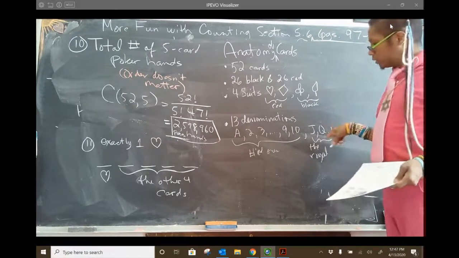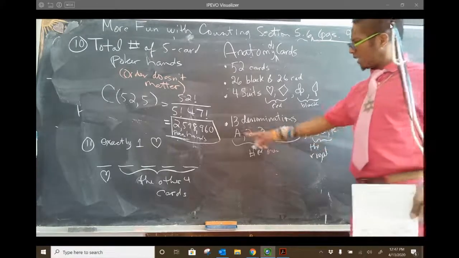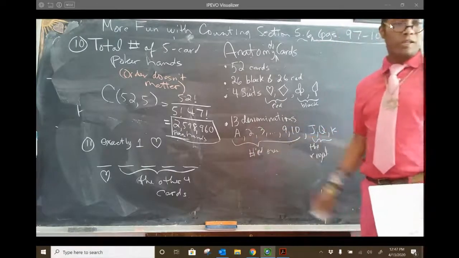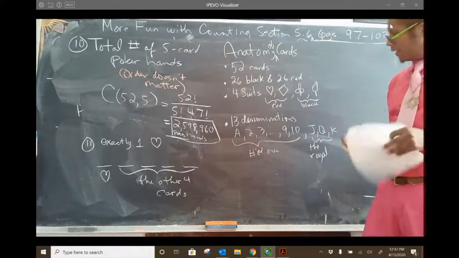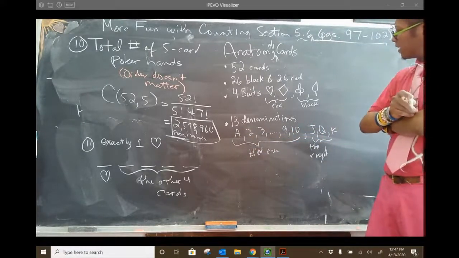So those are the royals. Those are the numbered ones. I guess ace, is that really a numbered one? I don't know. I'm calling it a numbered one because it stands for the number 1. And then, am I leaving anything out about cards?